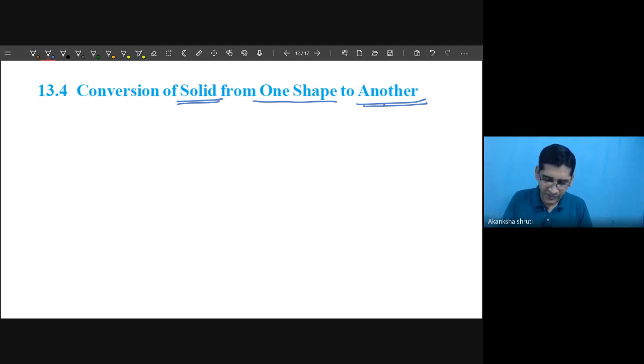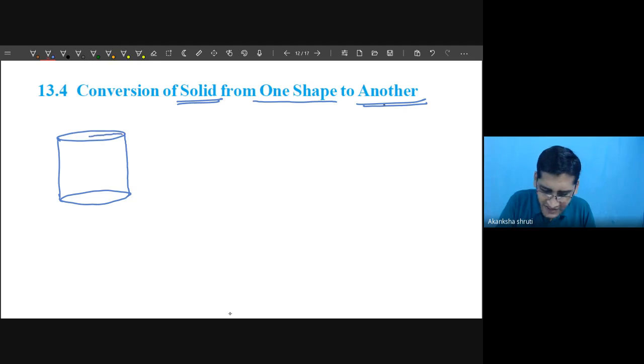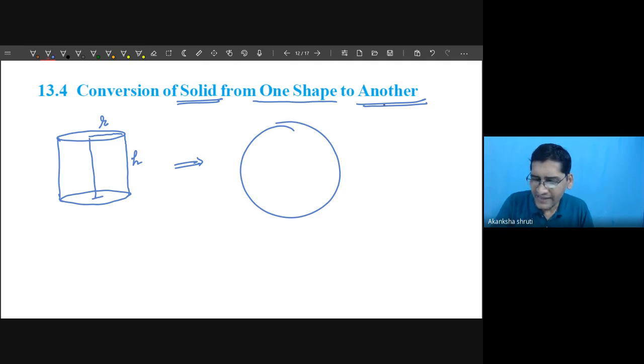Keep in mind, it may be given that a metallic cylinder is there, and this cylinder is to be converted into a sphere. Then what will be the radius of that sphere? It may be given that a cylinder of radius r and height h is converted into a sphere. Will the radius of this sphere remain the same as the radius of the cylinder?